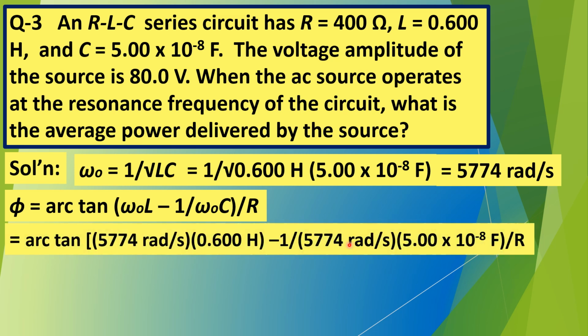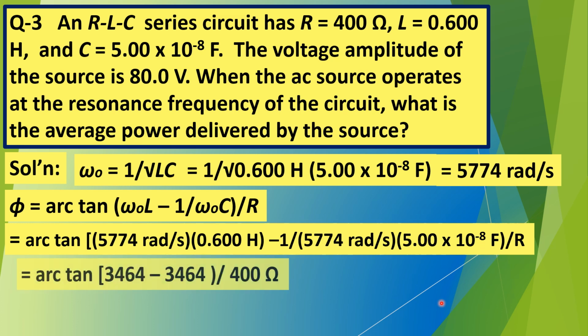we get the arctan of the product of the resonance frequency omega naught, earlier calculated as 5,774 radians per second, multiplied by the value of the inductance given, 0.600 Henry, and then minus the reciprocal of the product of the resonance frequency 5774 radians per second and the capacitance, which is also given, 5.00 raised to the negative 8 farad, then all over the resistance R.